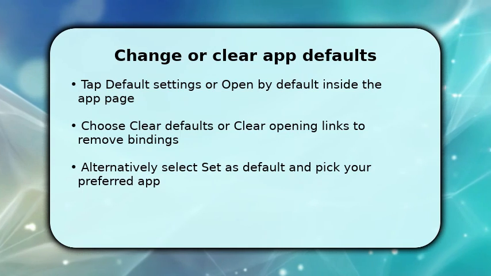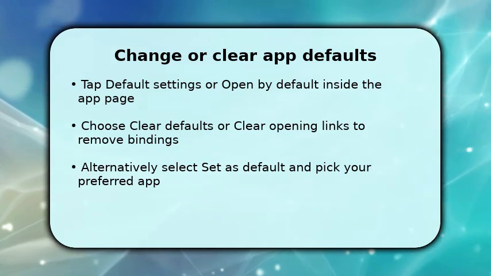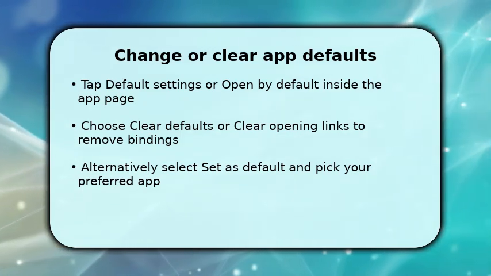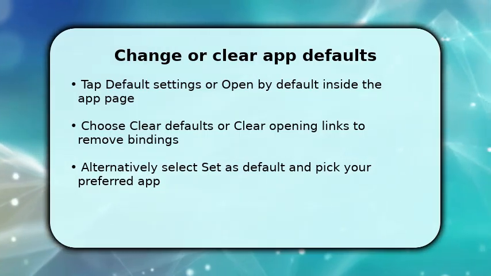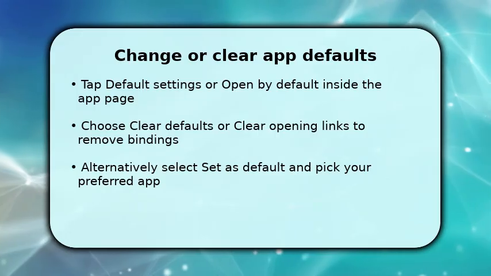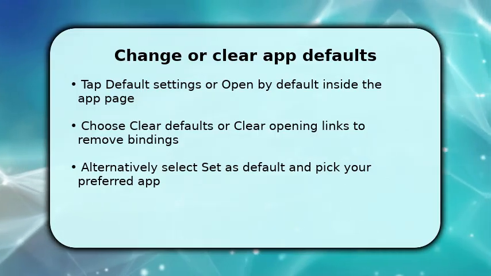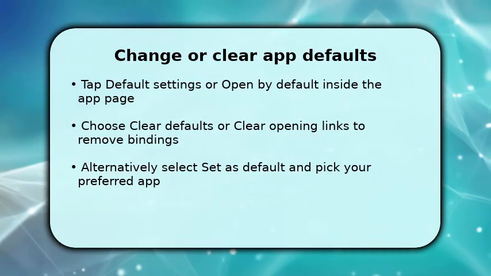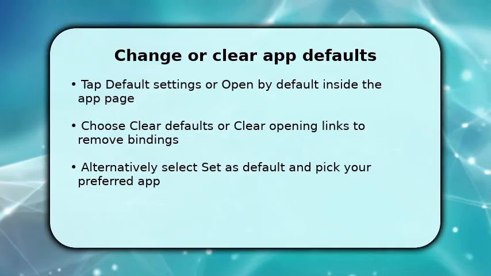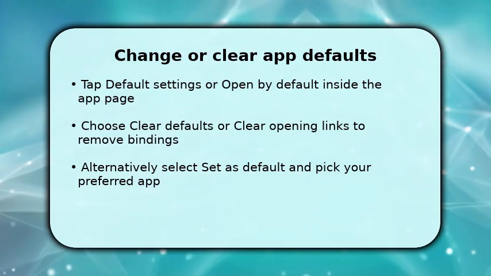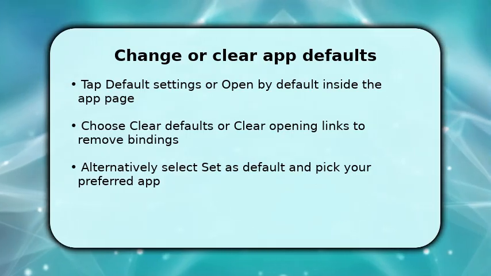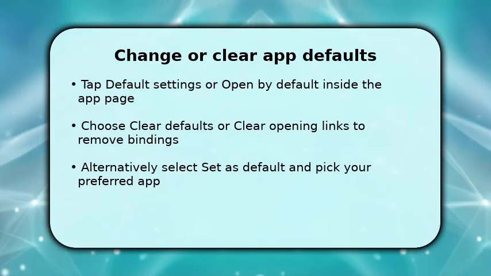Once on the app page, find Open by Default or Default Settings. This is where the system stores intent bindings. Tap Clear Defaults or Clear Opening links to remove the current association so you get the just once/always choice again. If you prefer a new permanent handler, open a matching file or link, choose the other app, and tap Always to assign it. Make sure to test by opening the same content type to verify the change.